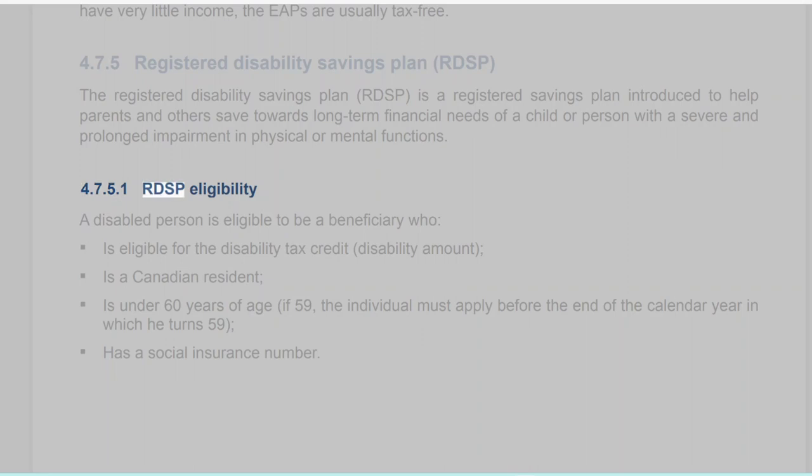4.7.5.1 RDSP Eligibility. A disabled person is eligible to be a beneficiary who is eligible for the disability tax credit disability amount, is a Canadian resident, is under 60 years of age (if 59, the individual must apply before the end of the calendar year in which he turns 59), and has a social insurance number.